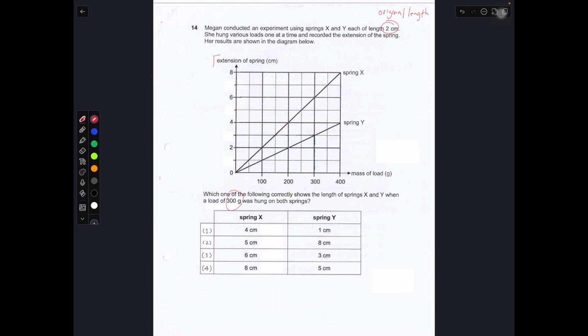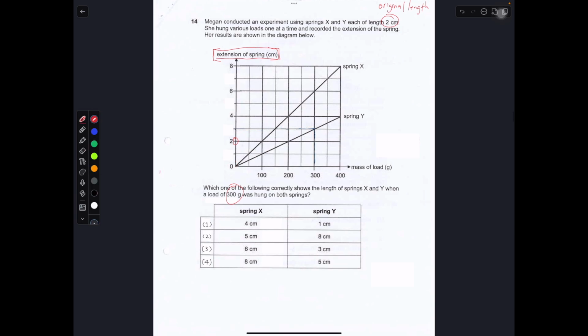Okay, first you have to identify that this is the recorded extension. That's why the line starts from 0. It doesn't start from 2. If it started from 2, then this would be the total length of the spring. So this is telling you how much the spring extended. After you calculate, you still need to add on the original length.